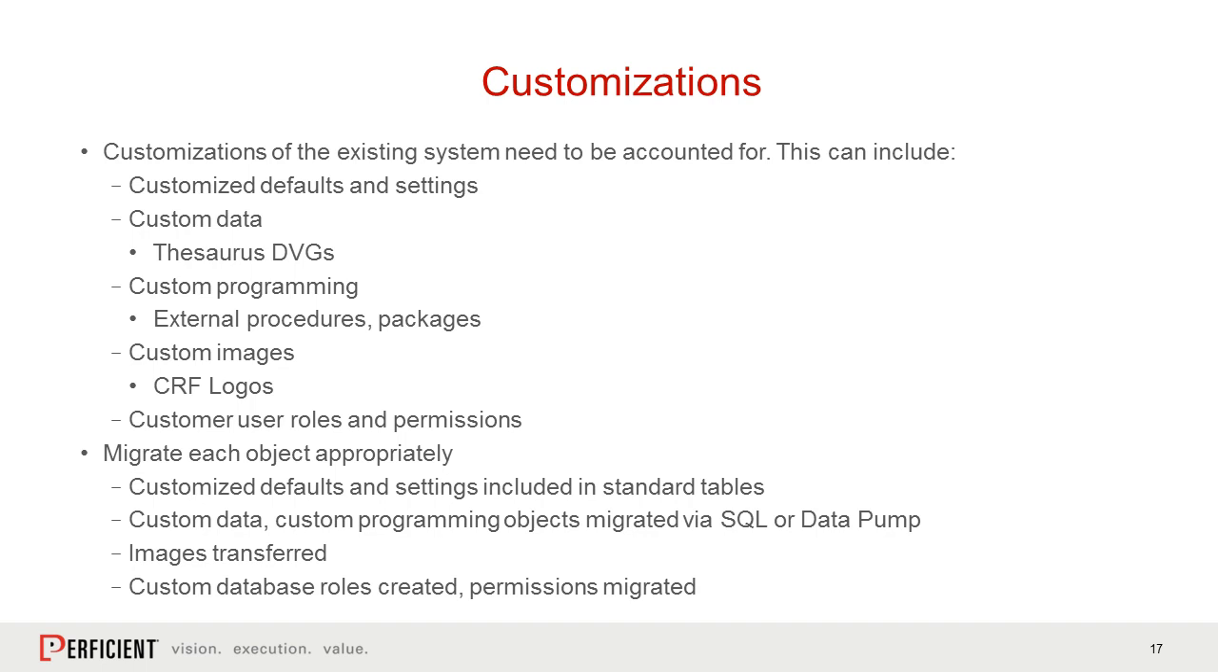And yeah, like I said, a lot of this gets moved just through the standard tables that you're migrating. Some of the custom objects, you can migrate them by pulling the source code, as I mentioned, or you can use the export-import tool, data pump itself, to migrate them. But it's essentially doing the same thing under the hood. Transfer any images that you want or replace, and set up the database roles and permissions.